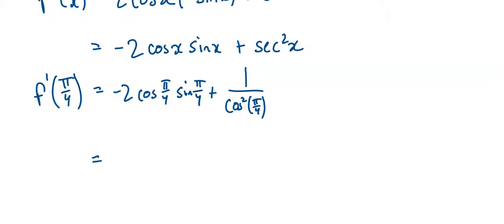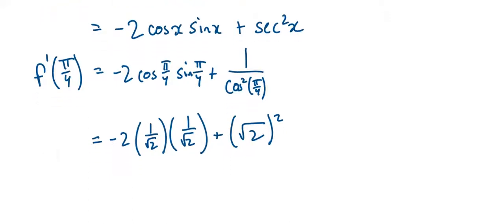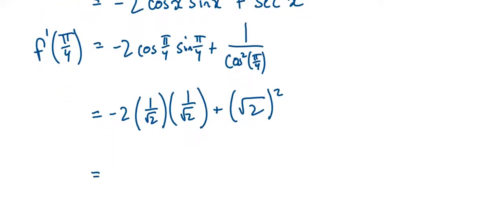Very nice, 1 over root 2. So I've got negative 2 times 1 over root 2. Sine of pi by 4 is the same, 1 over root 2. Plus 1 over root 2 squared. So that's root 2 squared. You okay with that? If you have to go back and think about this a little bit more slowly, I strongly suggest you do that.